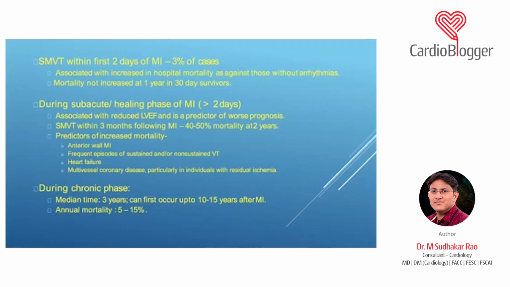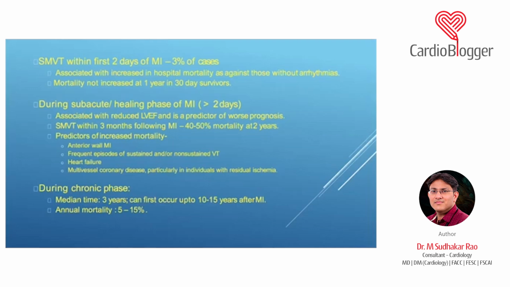Now, second is the healing phase of MI, that is 2 days to around 90 days, around 3 months. During this time, VT is associated with a reduced EF and is a predictor of worse prognosis. And at this time, monomorphic VTs are more common than polymorphic VT. So polymorphic VT is only common during the acute phase within 2 days, and after that monomorphic VT is more common within the 3 months following MI. It has a high mortality, up to 40 to 50%.